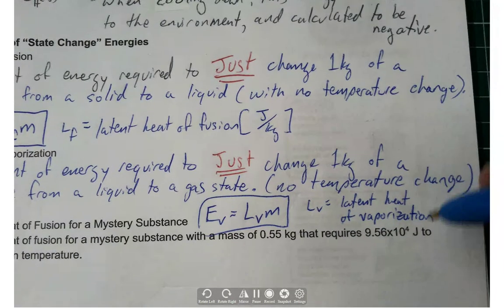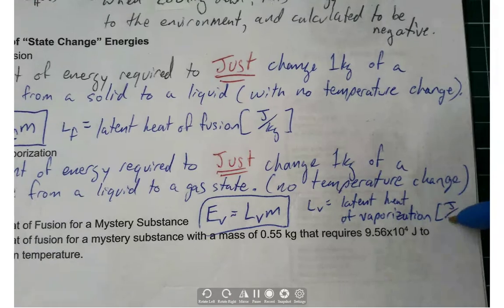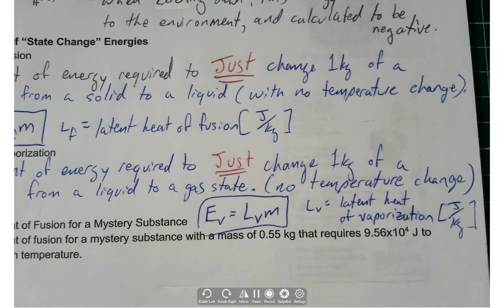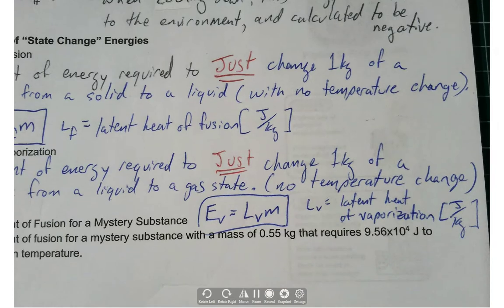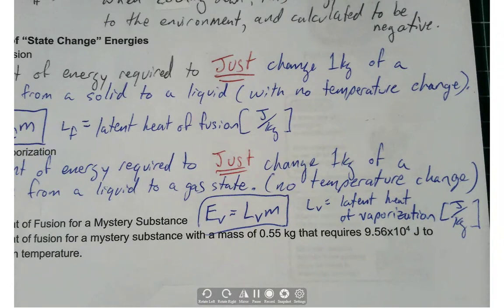But the units are also joules per kilogram. Okay. Notice there's no change in temperature or anything like that. We're just talking about changing it from one state to another, one phase to another, depending on who you're talking to. So a phase change or a state change, those are synonymous things for us. Okay.